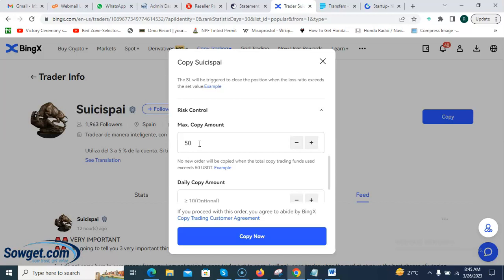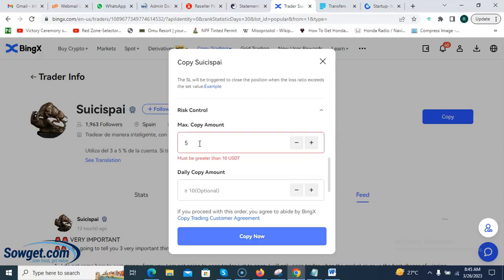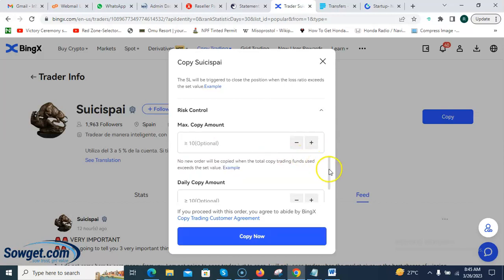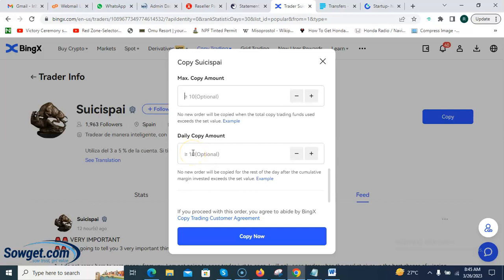So I usually set an amount here based on my entire account balance in my futures wallet. Then if you want to set the daily copy amount, daily copy amount simply means the total amount of the asset that you want to copy from this trader for a 24-hour period.